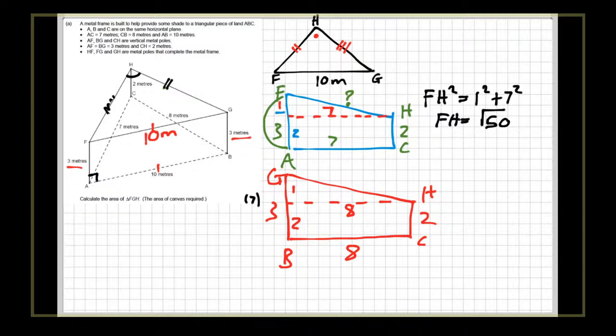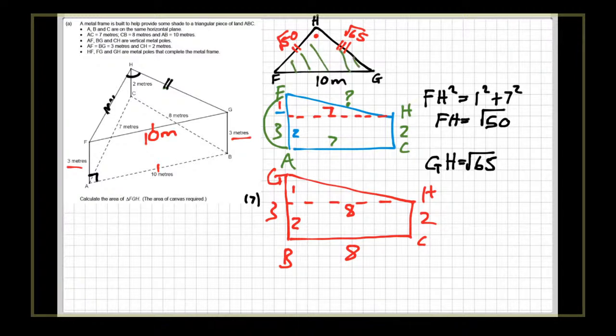And if you repeat this process, you can find that GH is also, by using Pythagoras, root of 65. Now that is brilliant, because that means I have FH, which is root of 50, and I have GH, which is root of 65. And now I've got to find little h, which means I can actually work in this triangle FHG.